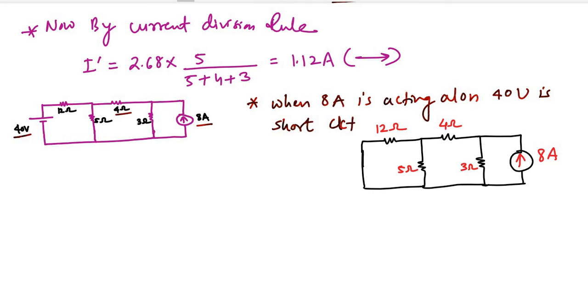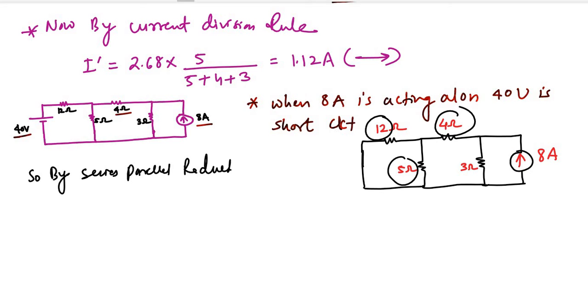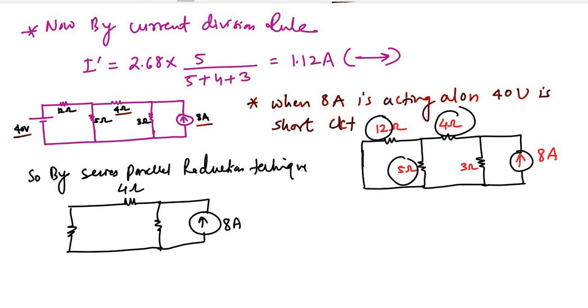Now we will find the current through this 4 ohm resistor by the current division rule. Here the 12 ohms and this 5 ohms are connected in parallel. So by the series parallel reduction technique, this 12 parallel with 5 is equal to 3.53 ohms.